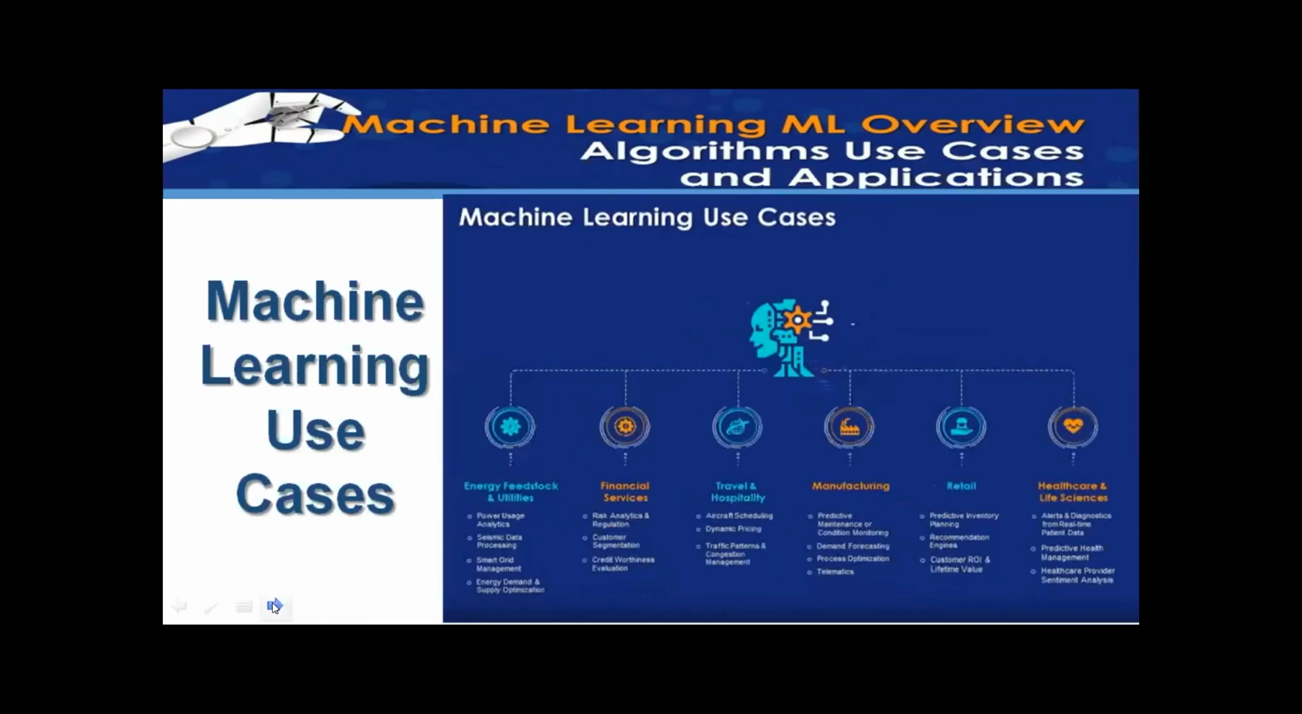And the next thing is about the use cases. How you can use machine learning, that is, in what sectors these machine learning techniques can be applied. If you want to go with your projects, you can select one of these areas and do your projects. You can go with energy, feedback, and utilities. In energy and utilities, you can use machine learning techniques for power usage analytics, seismic data processing, smart grid management, and energy demand and supply optimization.